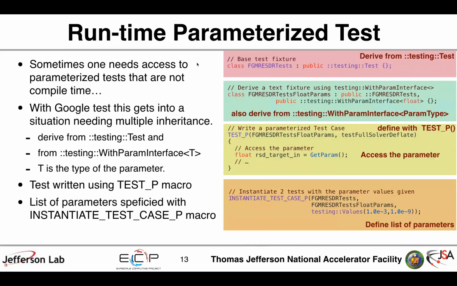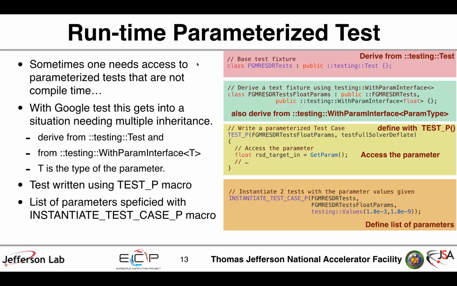And let me go on finally to runtime parameterized tests. So in this case, the example I have is when I was writing an FGMRES-DR solver. And what I wanted to check is that this solver works for a variety of different target residua that I wanted to try. And so in this case, the target residuum would have been a runtime parameter. So how can I do this?